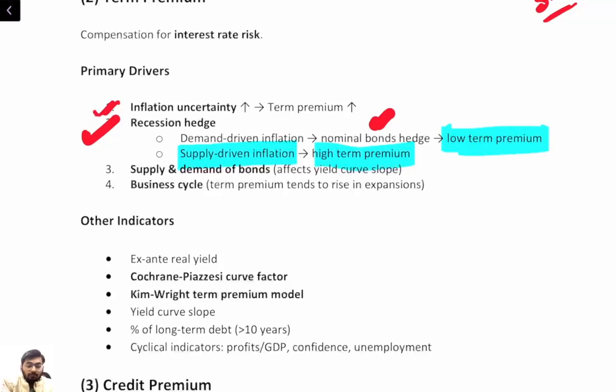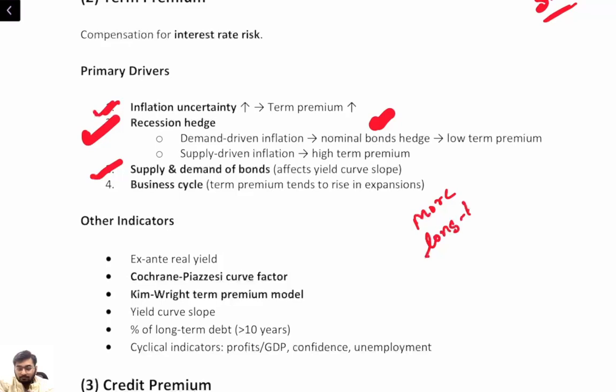Clear? Coming to the third aspect. The third aspect is the supply and demand of government bonds. Clear? See, if the government will issue more long-term bonds or fewer long-term bonds, then what will happen? There are two situations: you will get more long-term bonds or less long-term bonds. Now, if there are more long-term bonds, supply will increase, yields will also increase, term premium will also rise. Huge supply, interest rate is huge.